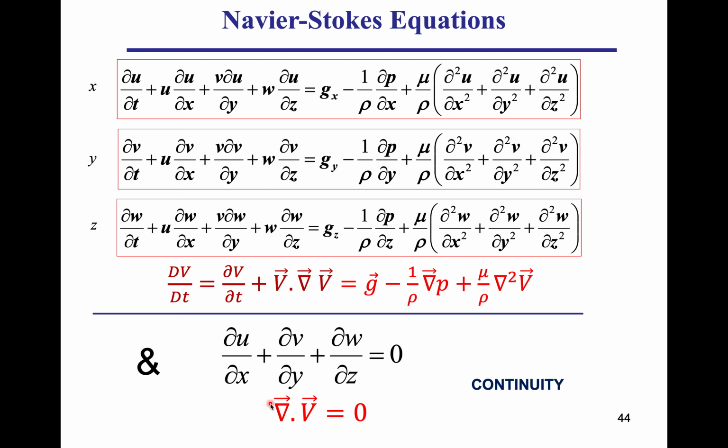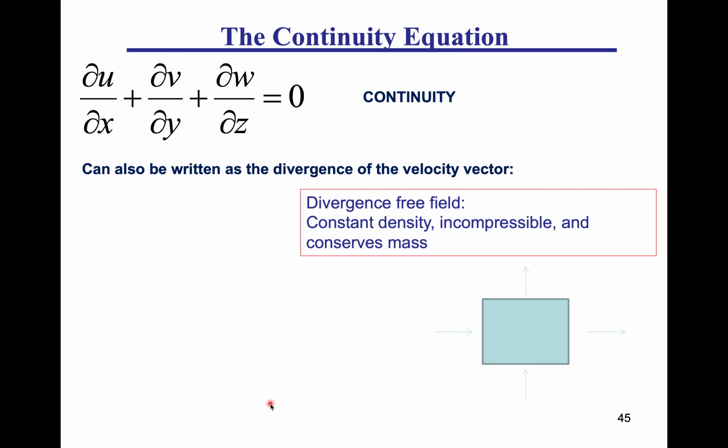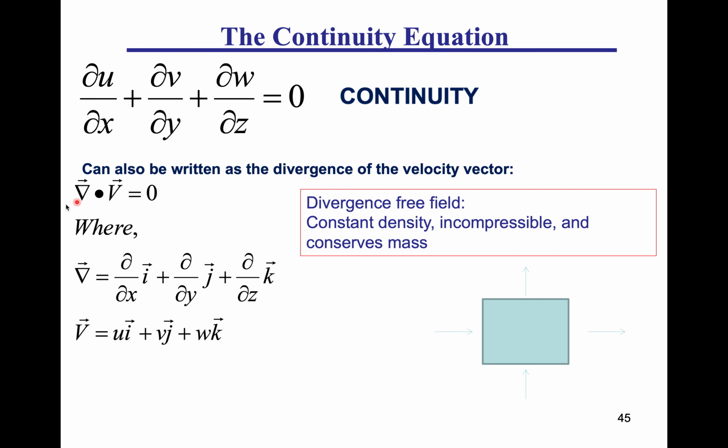So let's talk about continuity now and see what properties it has. Let's try to make sense of it. This is our continuity equation, as you have seen, and we wrote it as the divergence of the velocity field, where the del operator acts on the velocity vector, and you do a dot product, which we did the previous time. So let's see what this actually means.